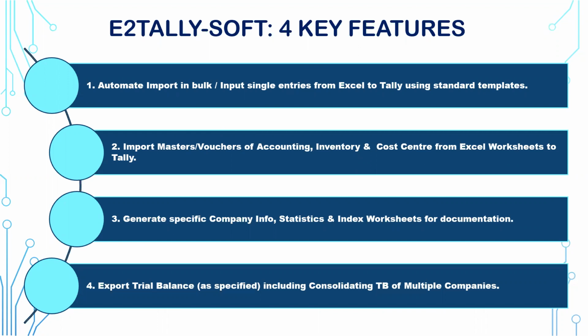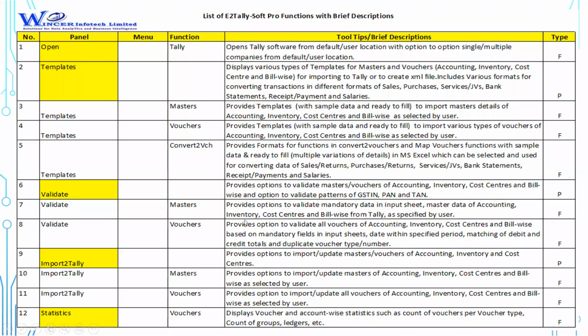You can import the Masters or Vouchers accounting. You can generate specific company info statistics and an index worksheet for documentation. You can also export the trial balance as required. You can also prepare the consolidated trial balance. Now, broadly, there are totally 14 key functions in E2TallySoft Pro.